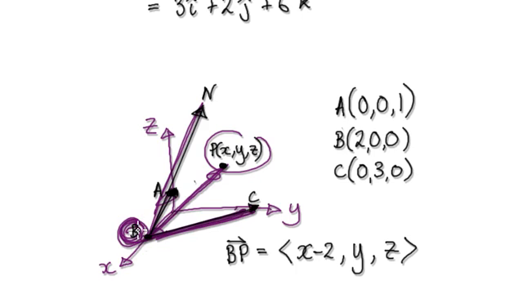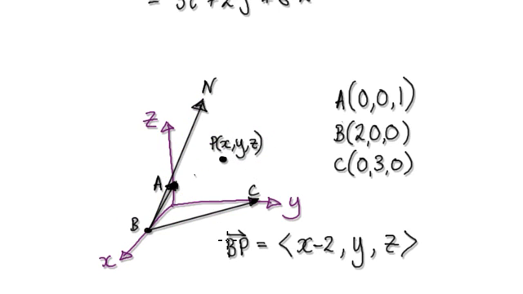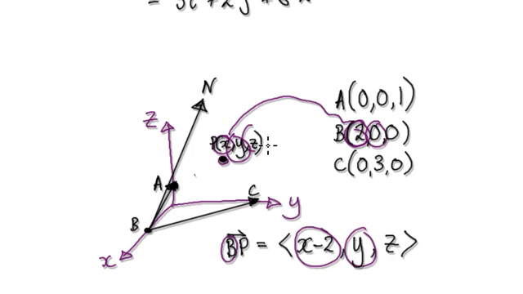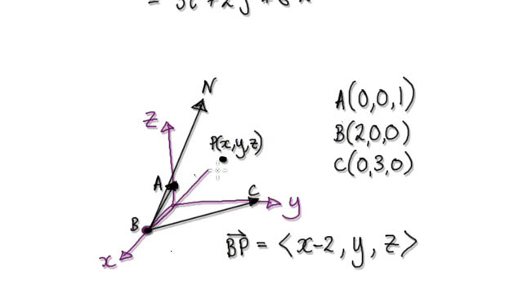So we need to get the vector from B to our general point here. So currently I'm at B. How would I get to this general point P? Well, I would need x take away 2, and I would need y take away 0. I need z take away 0. So this vector here is from B to your general point.